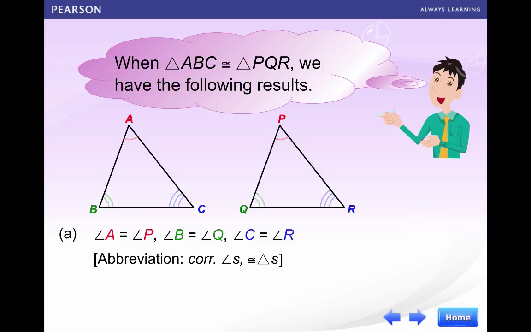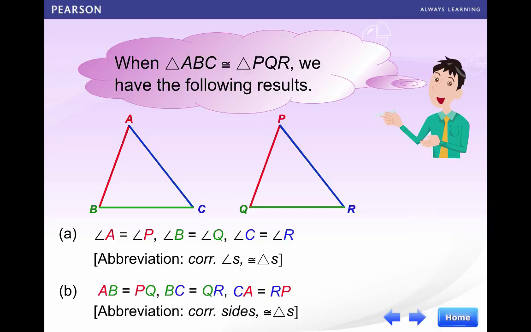And also, we would use this as a result. Then we would say that corresponding angles, congruent triangles. And we want to say that because the two triangles are congruent and their corresponding sides are equal, just like that, PC equals QR and also CA equals RP, then we use a reason. This reason, we call it the corresponding sides congruent triangles.